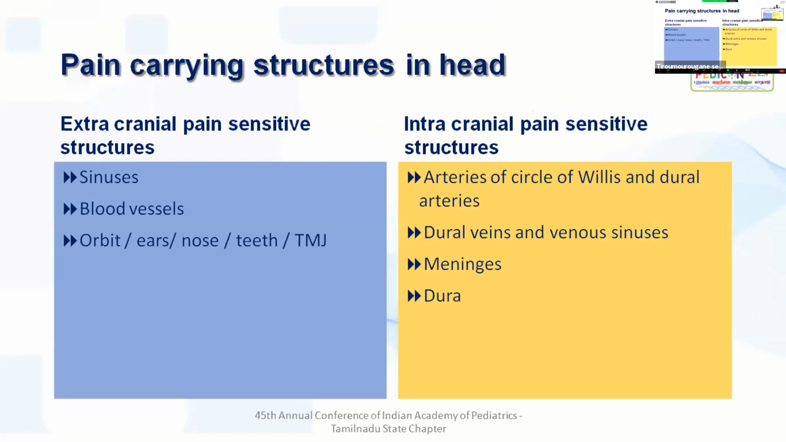Coming to the pain-carrying structures in the head. These are the extracranial structures: sinuses, blood vessels, orbit, ear, nose, throat, and temporomandibular joints are the extracranial pain-sensitive structures. Intracranially, arteries of the circle of Willis, dural veins, venous sinuses, meninges, and dura. If there is any inflammation or stretching of these structures, children can develop headache.